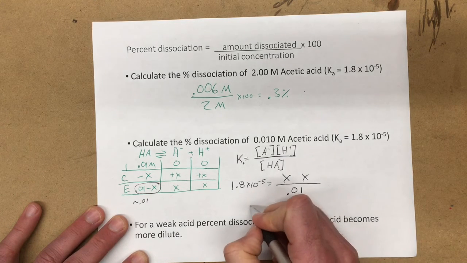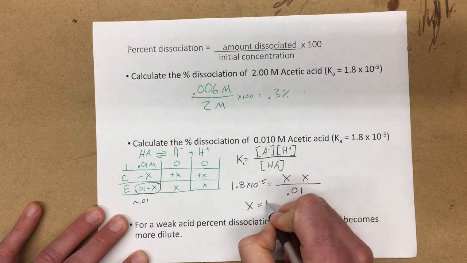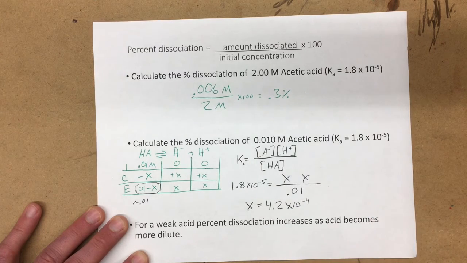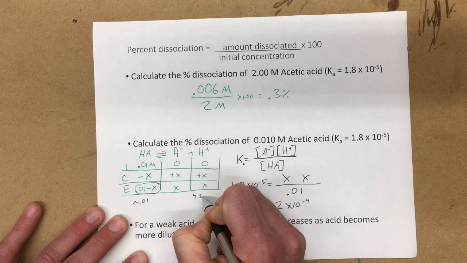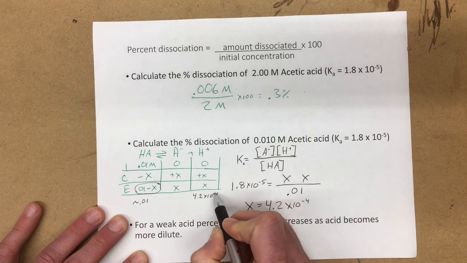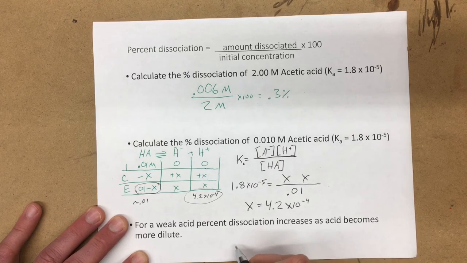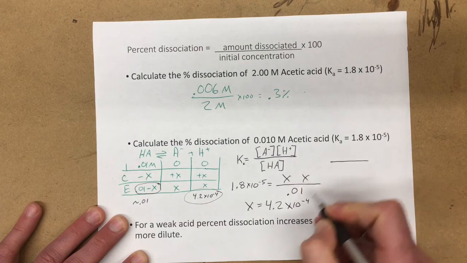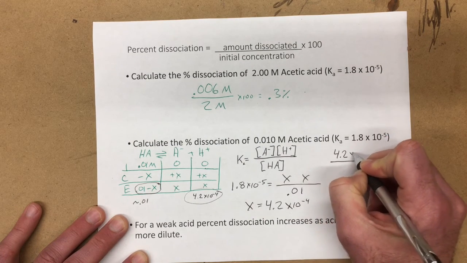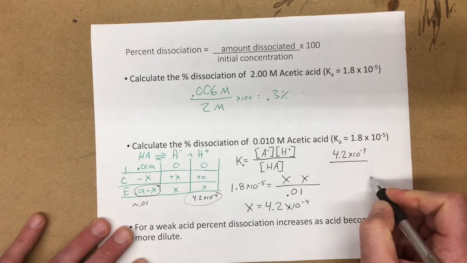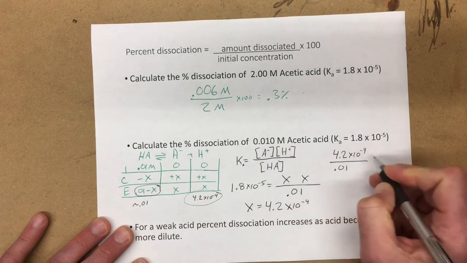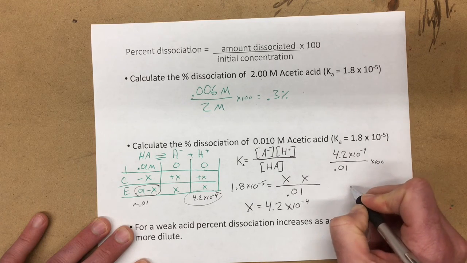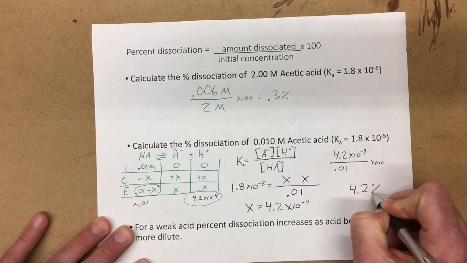And so we solve this, and we find that x is equal to 4.2 times 10 to the negative 4. Okay, so 4.2 times 10 to the negative 4 is your final concentration of the hydrogen ion. And now we can calculate percent dissociation. The amount that actually dissociated was 4.2 times 10 to the negative 4 out of the original concentration, 0.01, and then times 100, and we find that our percent dissociation is 4.2%.